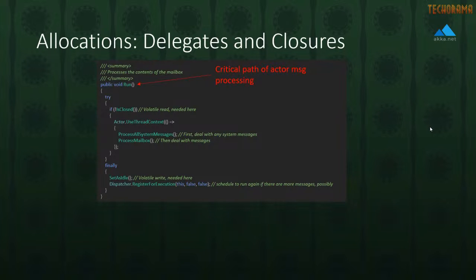So this is the mailbox run method. This method runs billions of times per second in benchmarks like remote ping pong, for instance. And basically, this is part of the critical path of actor message processing. So this is a super high performance area of Akka.net. This little line right here, actor.useThreadContext, looks like it's not closing over anything, but it really is. It's closing over the this keyword implicitly with the way it's designed. That's because the process all system messages and process mailbox methods are instance methods on this class.